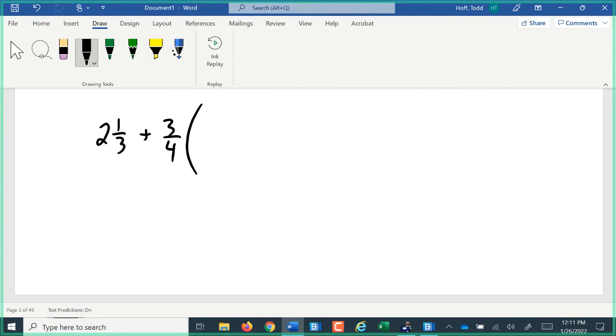We'd have one like this: 2 1/3 plus 3/4 times parentheses 1 1/2 minus something, divided by something. Don't want to get too much longer than this because when we deal with fractions, those denominators can compound rather quickly and give us some really large numbers.